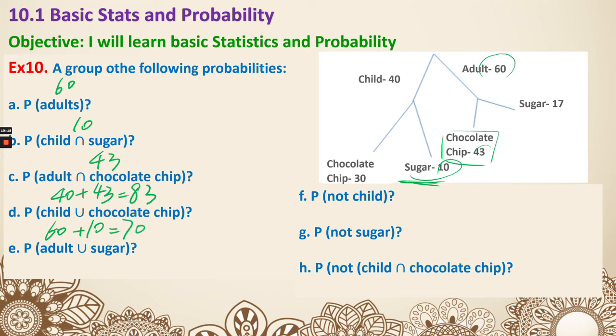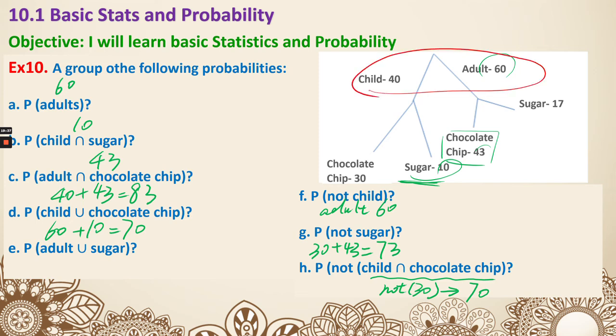Not child basically means adult, we have 60 of them, so 60. Then not sugar basically means all the chocolate chips, so 30 plus 43, 73. Next, child and chocolate chips is the 30, but we want not 30, which is 70. I'll need to calculate all the probability. Total right here, that's 100. So all of them are going to be out of 100.